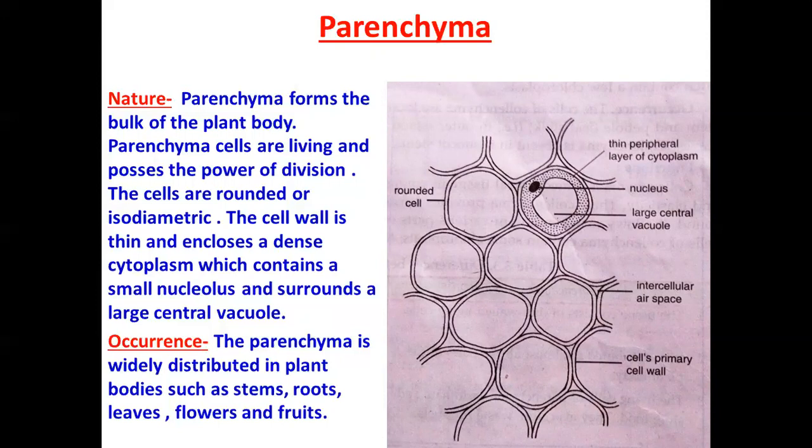You can see in the diagram also, children, that is thin peripheral layer of cytoplasm. Then it consists of nucleus, large central vacuole. Then spaces also you can see, that is intercellular space, and then cell primary, that is cell wall, and rounded cell. So that is the simple parenchyma tissue.